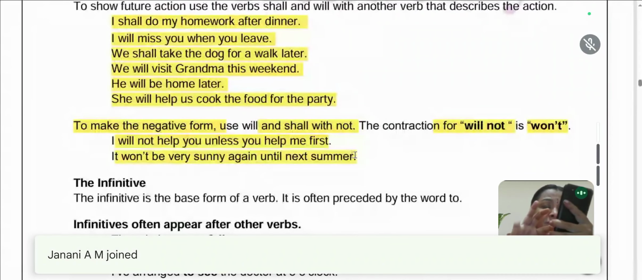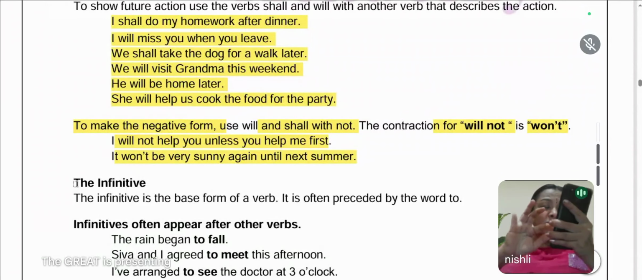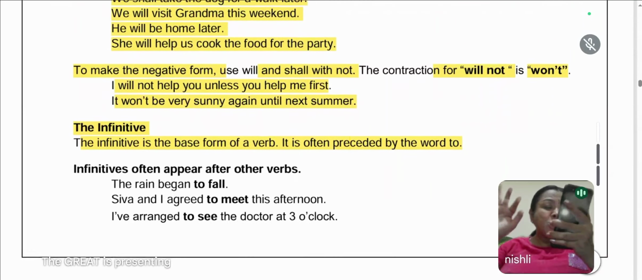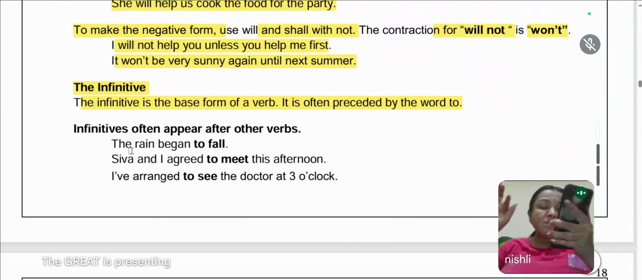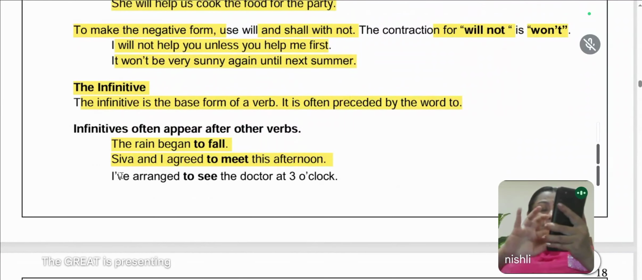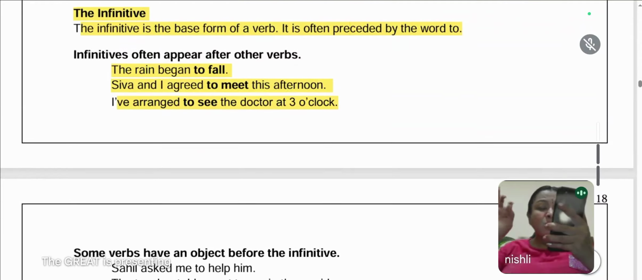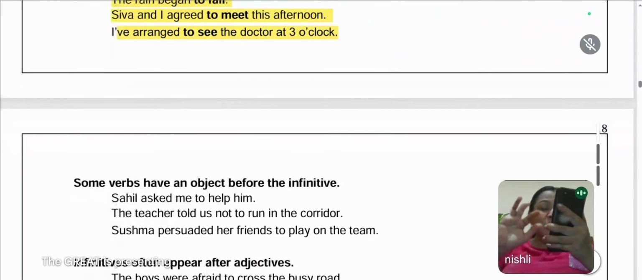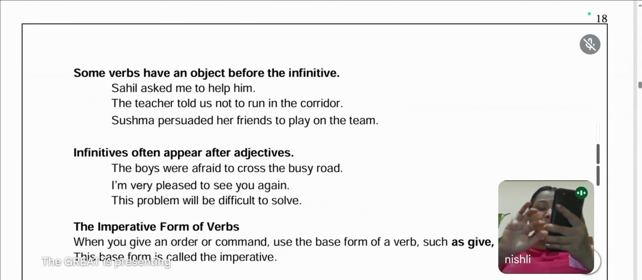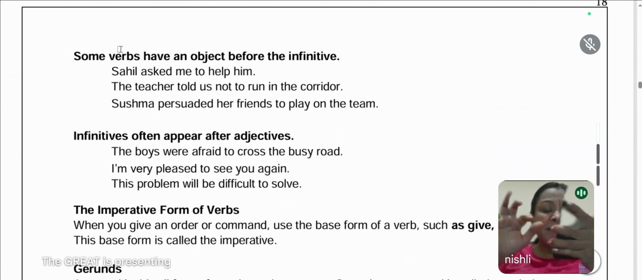The infinitive. The infinitive is the base form of a verb. It is often preceded by the word to. The rain began to fall. Suva and I agreed to meet this afternoon. It is always preceded by the word to. I've arranged to see the doctor at 3 o'clock. Here we see the infinitive words see, fall, meet, all that.